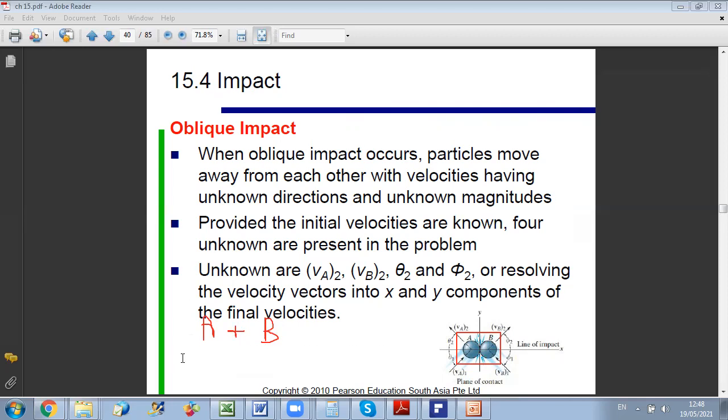We can apply it in X. It is a vectorial relation, so you can write an equation in X and an equation in Y. The equation in X will be MA VAX at state 1 plus MB times VBX at state 1 equals MA VAX at state 2 plus MB VBX at state 2. Okay, so this is your first relation. It is the conservation of linear momentum along X.